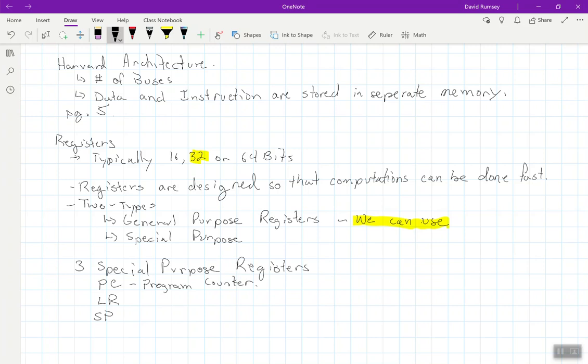The link register holds the memory address of where the next instruction is that we need to execute. So this is a memory address for the location of the next instruction.